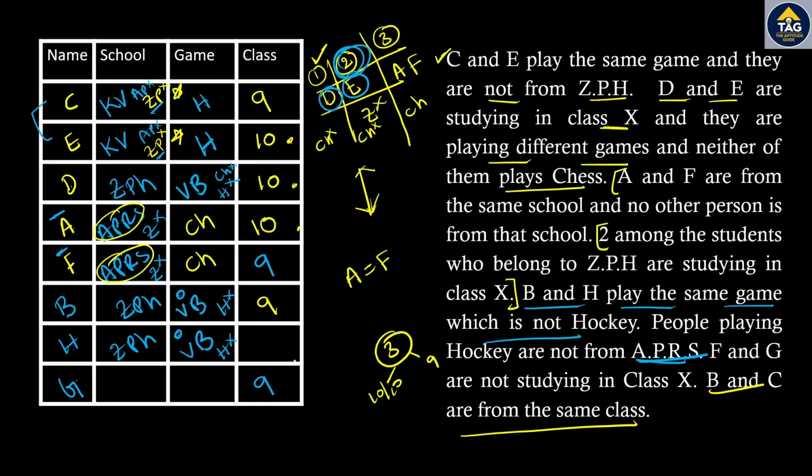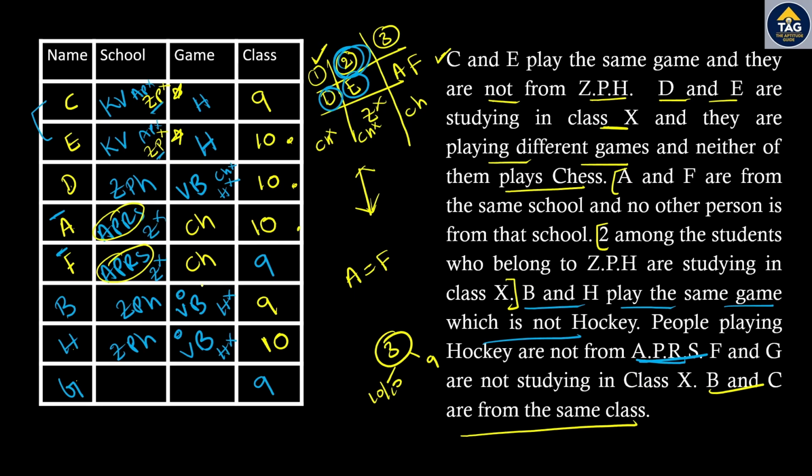So we have exactly 4 members studying in class 9. We found that it's C, F, B, and G. So that's obvious, H has to be from class 10. So 4 from class 10 and 4 from class 9. The only thing we left behind is about G. We need to find the school of G. We need to find the game that G plays.